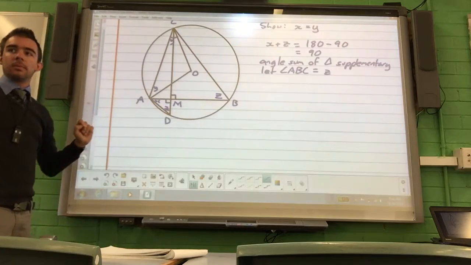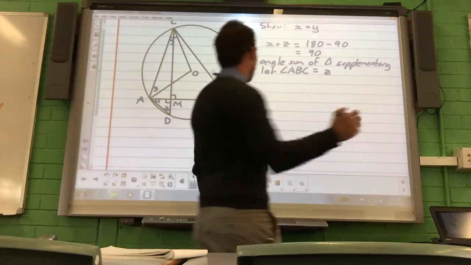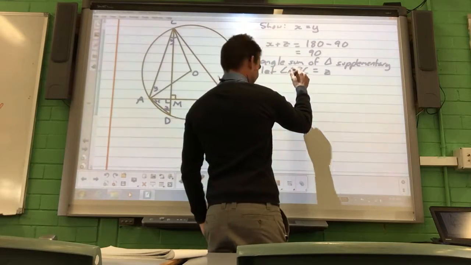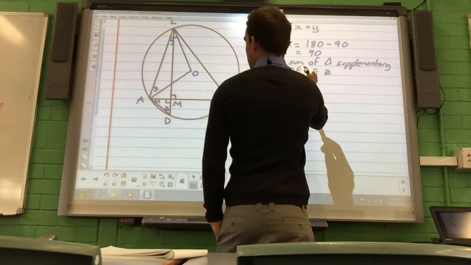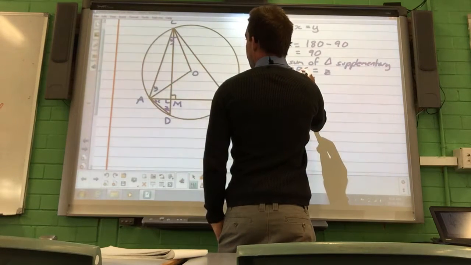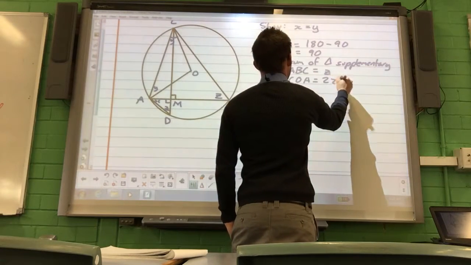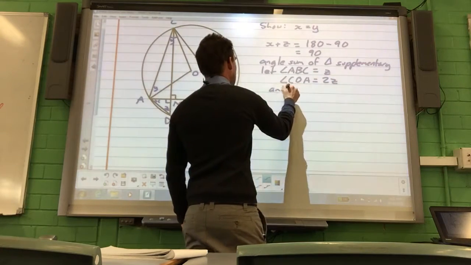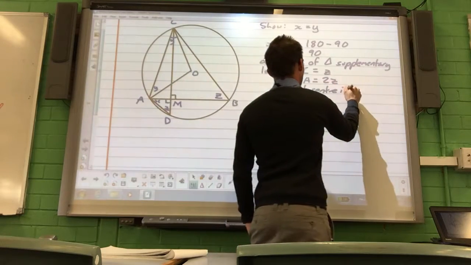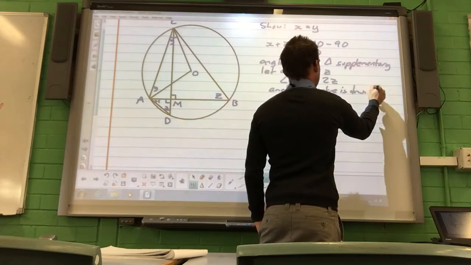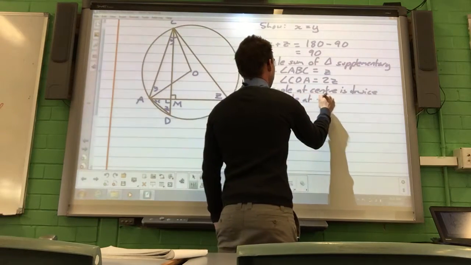Y plus z is going to equal 180. Almost, not quite. No, 90. Yes. Alright, so angle COA is going to be 2z. Okay, the angle at centre is twice angle at circumference.